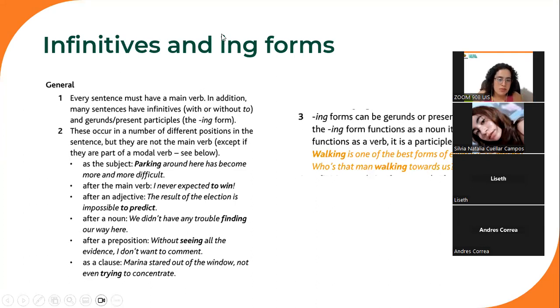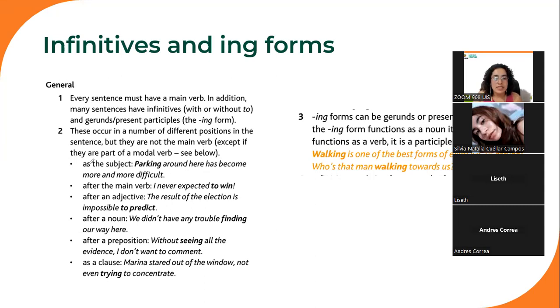In addition to this main verb, many sentences have either infinitives or ing forms. Ing forms can be gerunds or present participles. We're going to study that a little later. Here, we are going to explain the difference between a gerund and a present participle. These can occur, we can find them in different positions in the sentences, okay? Let's see some of them.